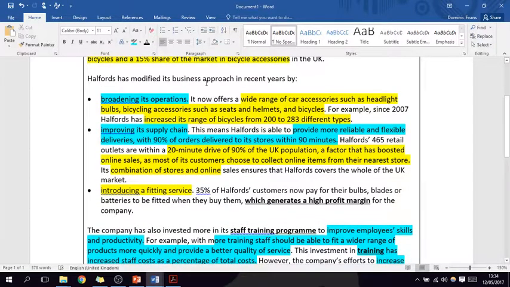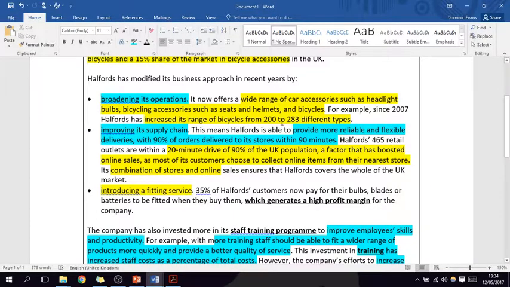So Halford has modified its business approach in recent years by broadening its operations. Okay, so that's operations management decisions. It now offers a range of car accessories such as headlight bulbs, and cycling accessories, seats, helmets. So I'm categorising this. This is about the product range that they sell. Products are a marketing decision, but you could also argue that it's an operational decision to broaden its product range because they need to bring in those products. They need to make sure they've got the facilities to sell these products.